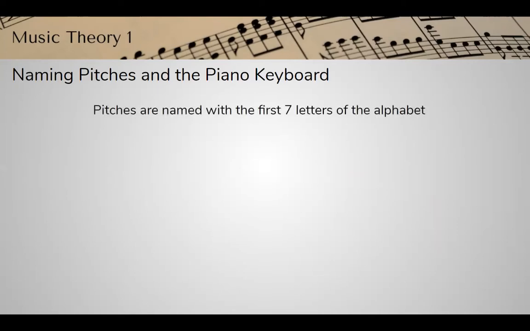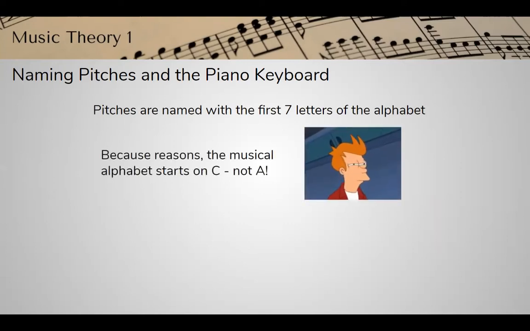Okay, so pitches are named with the first 7 letters of the alphabet, and because of weird reasons, which if you want to talk about it, I'll definitely talk about it with you, but some of these things in life you just need to take my word for. But for various reasons, the musical alphabet doesn't start on A, it starts on C. Okay? And so we use the letters of the alphabet to name pitches, and letters that are later in the alphabet are higher than pitches that are earlier in the alphabet. So if our alphabet starts on C, C is going to be our low note.